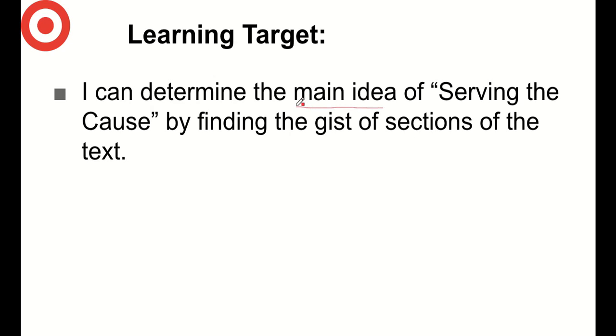Our keyword one is main idea. We know main idea is what this text is mostly about. And a new one is gist. Gist is very similar, but you're just focusing on small chunks of a text in order to figure out the general idea of the text.